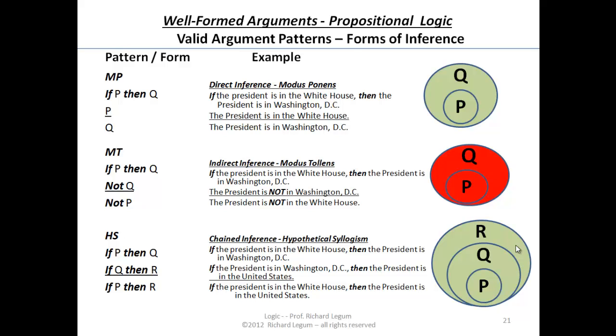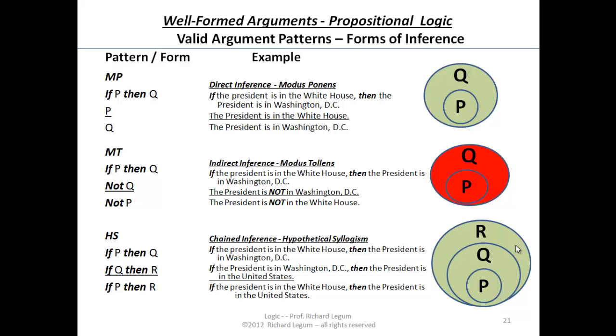An example of this inference, one that will remind us of the inference. P is going to be the president's in the White House. Q, the president's in Washington, D.C. If the president's in the White House, he's in D.C. The president is not in Washington, D.C. He's outside of Washington, D.C. He has to be out of the White House. The president's not. And then finally, we have the chained inference, hypothetical syllogism.